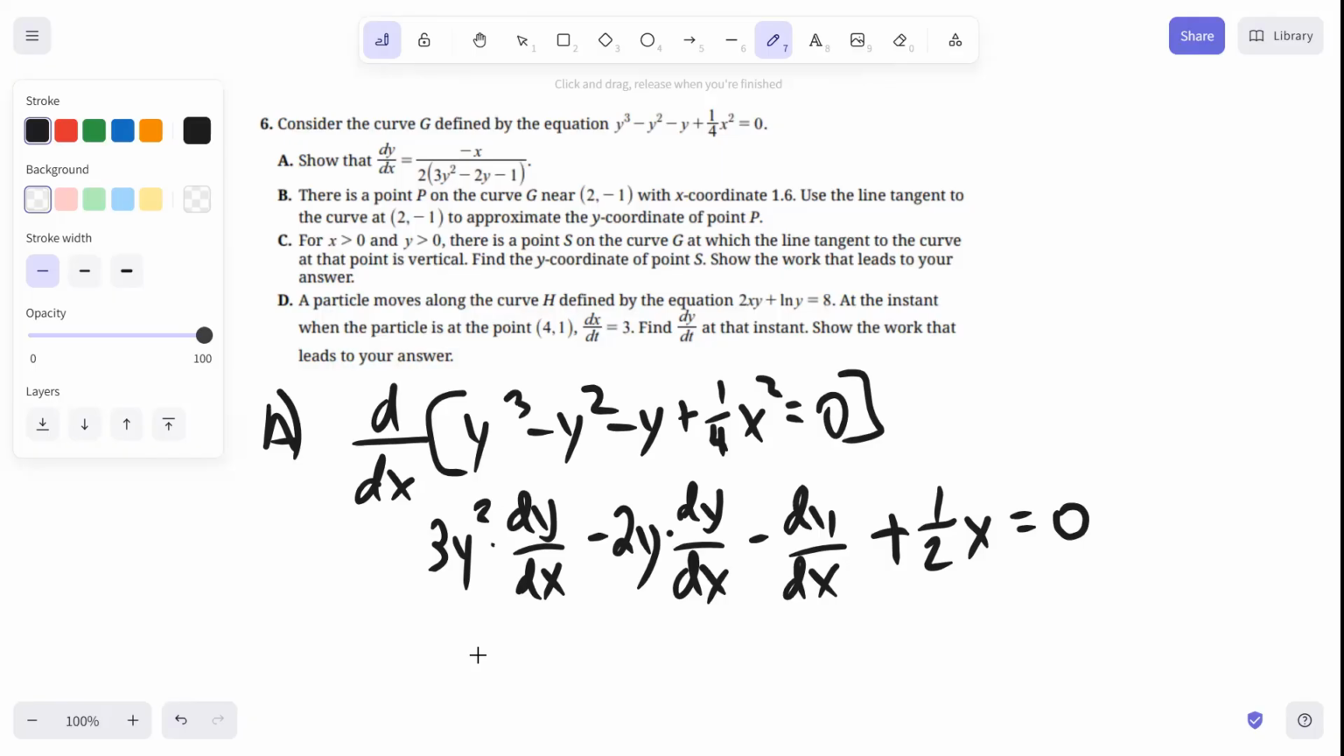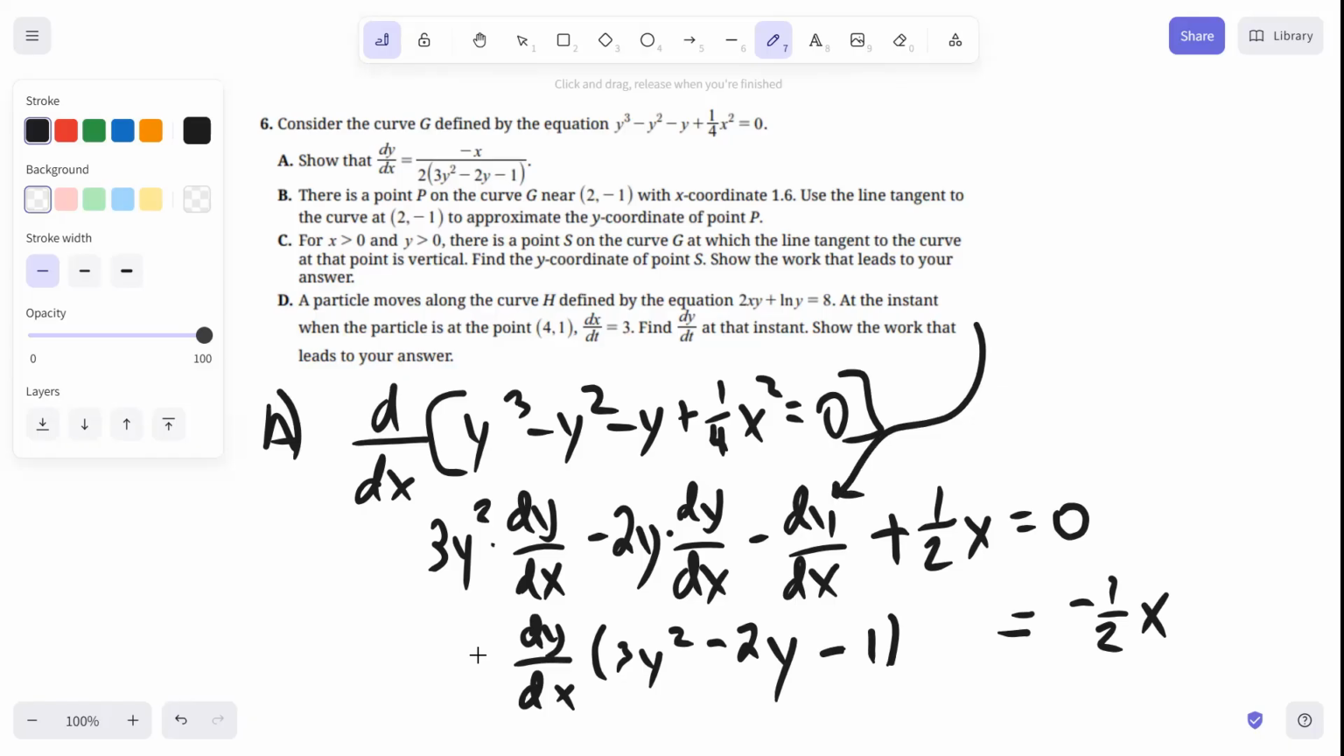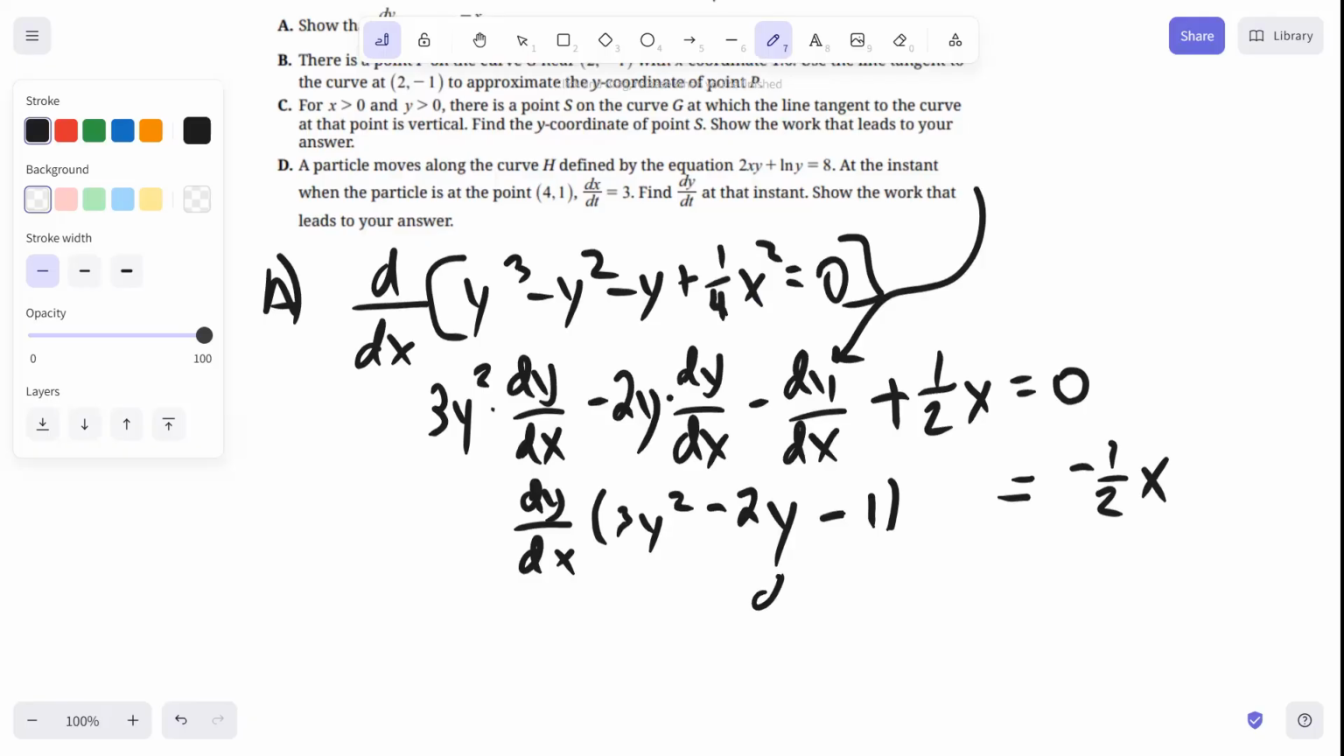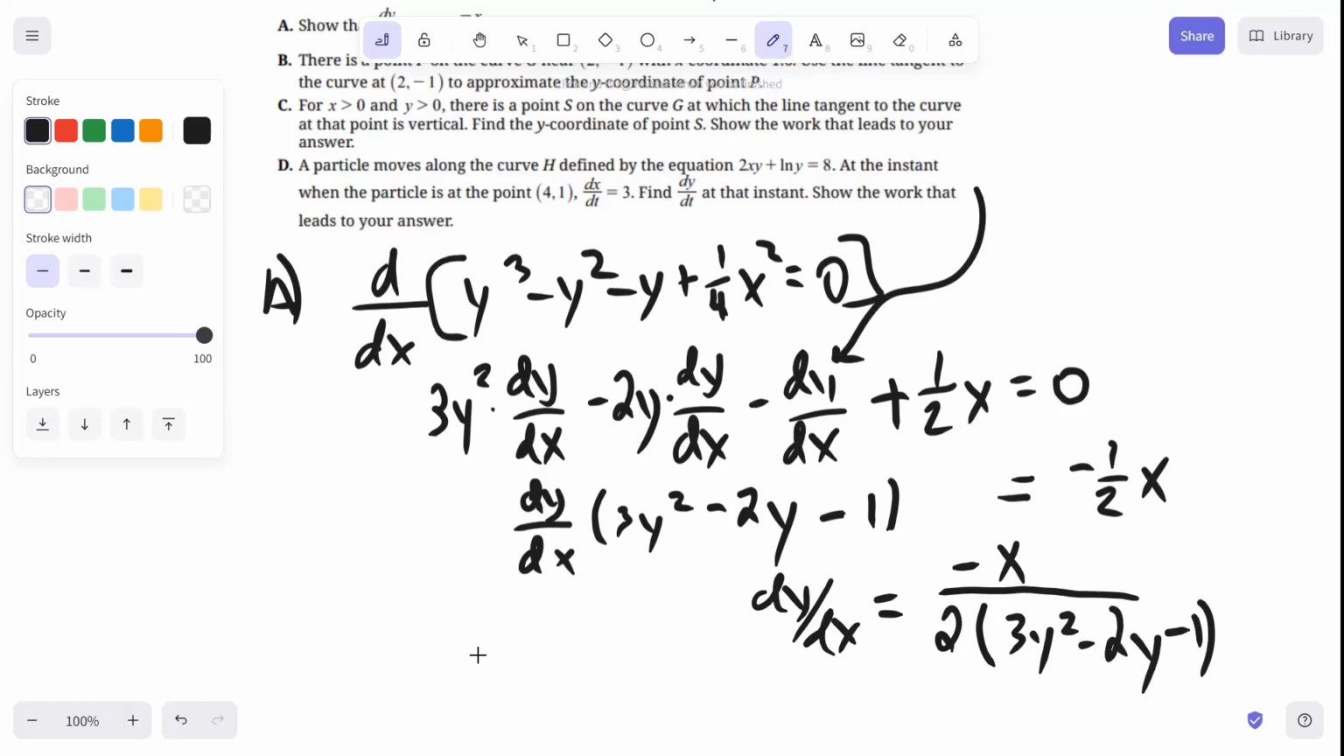Then we collect all the terms with dy/dx on one side, terms without dy/dx on the other. So we would subtract the 1/2 x to the other side and factor out dy/dx from the left side. Be careful, this term, when you factor out the dy/dx, you still need a 1 there as a placeholder. So dy/dx equals negative x over 2 times 3y squared minus 2y minus 1.